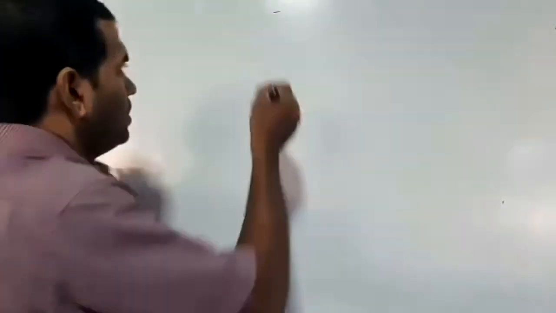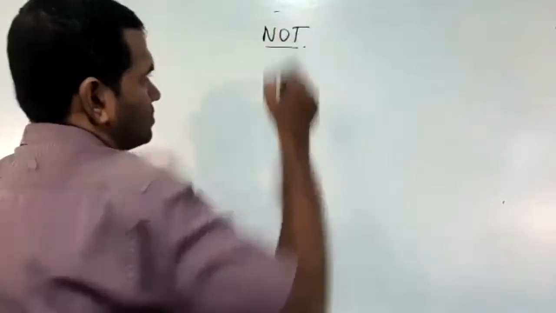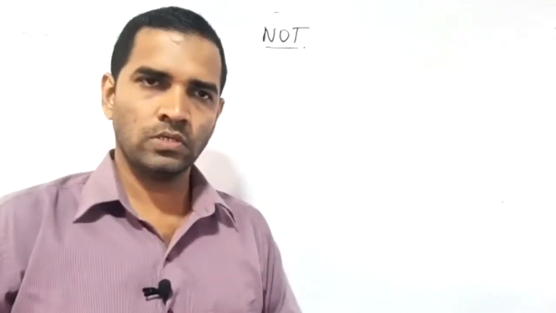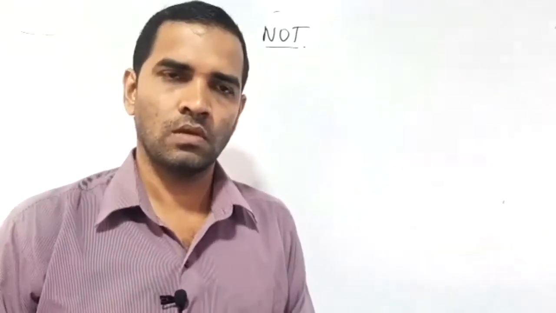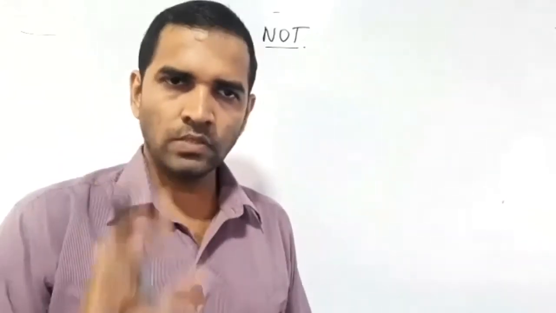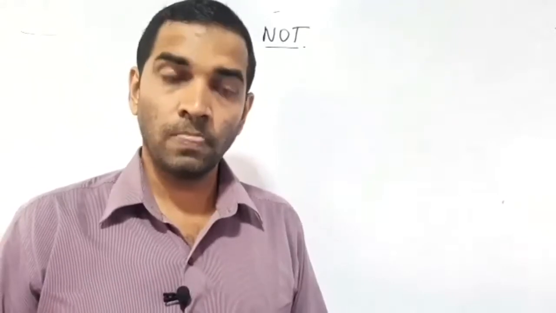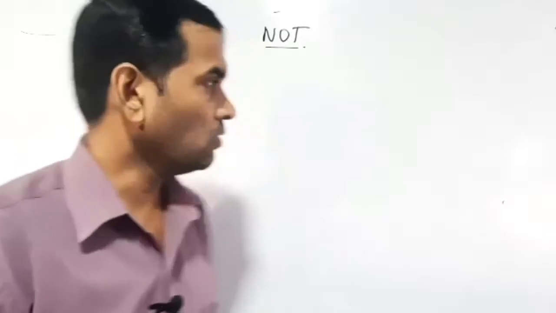Right. So let's take our last gate, the third basic gate, the NOT gate. So the heading is NOT gate, capital NOT. Put the heading. Right. So first of all, we have to take the symbol, right? Every gate has a unique symbol. So every gate has a different symbol. Okay, look here.